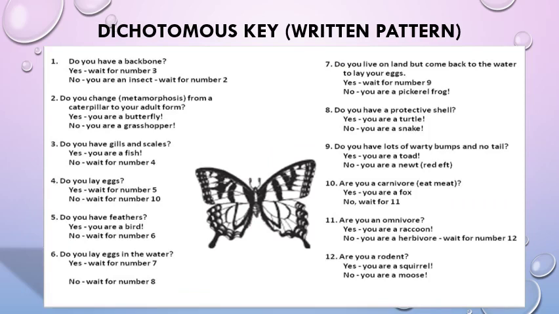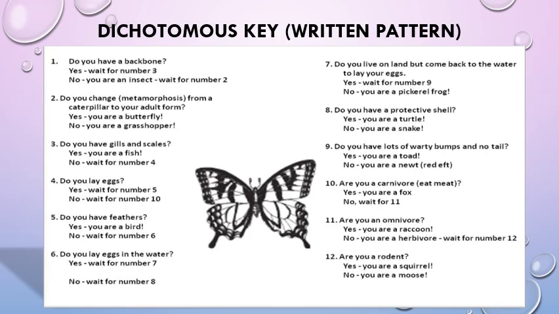Okay, in some of the dichotomous keys we use questions, and we can answer those questions by saying yes or no. So here you are not having contradictory statements, instead you are having questions and you can answer them in the form of yes or no. So at number 1 the question is, do you have a backbone? If yes, then we have to move on to number 3, and if no, then you are an insect, because insects do not have a backbone. And then we have to move on to number 2.